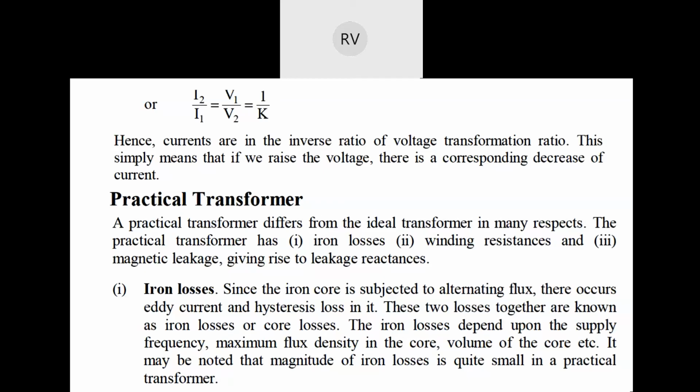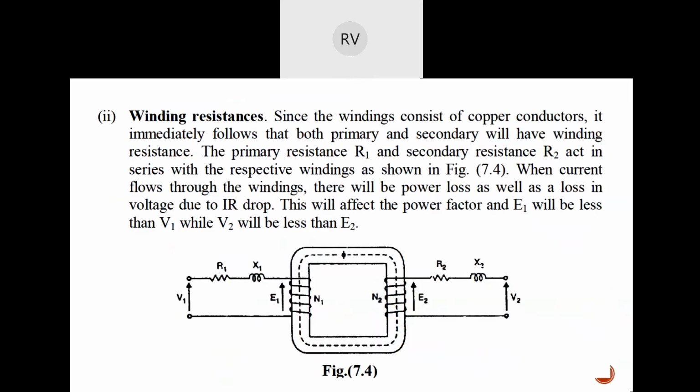So why do these iron losses occur? They occur due to the eddy current and hysteresis losses, and these two losses together are called the iron losses or the core losses. The iron losses depend upon the frequency at which the transformer is being operated. And these are quite small in the practical transformer.